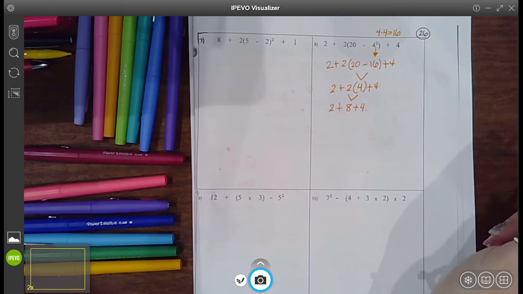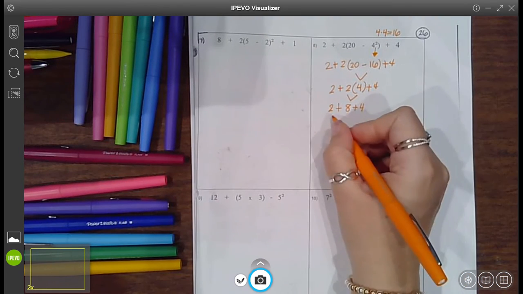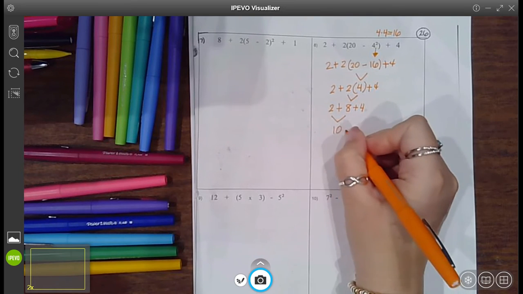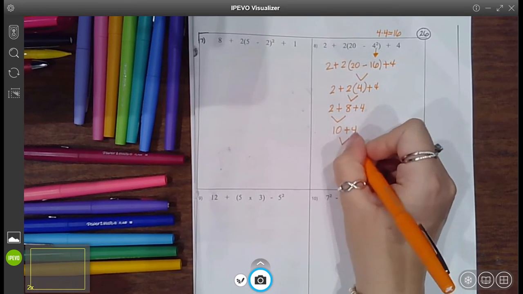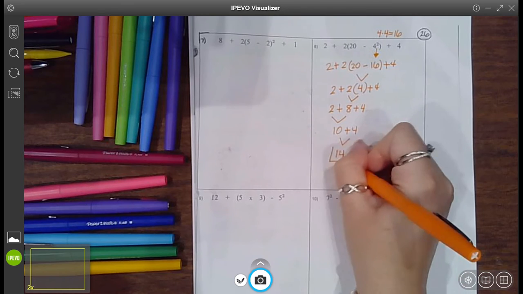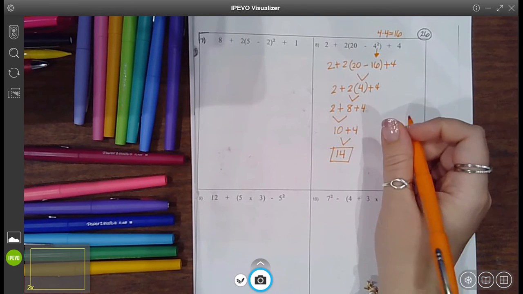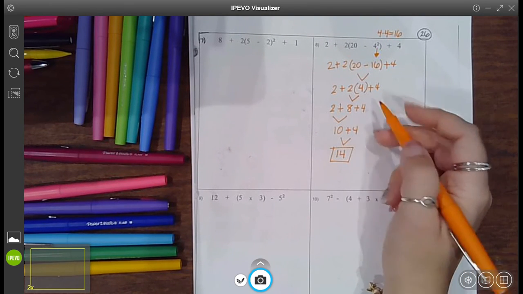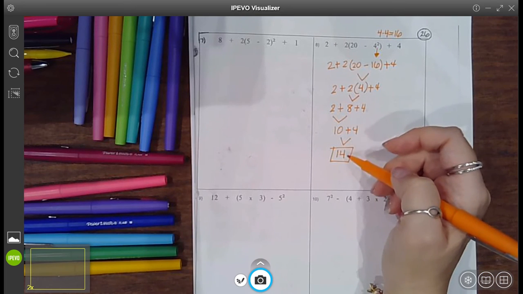Okay, now we're just deciding between adding, so go from left to right. 2 plus 8 is 10. Bring down the plus 4, and 10 plus 4 is 14. Okay, again, in order to receive full credit, please show your steps each time as you go down.